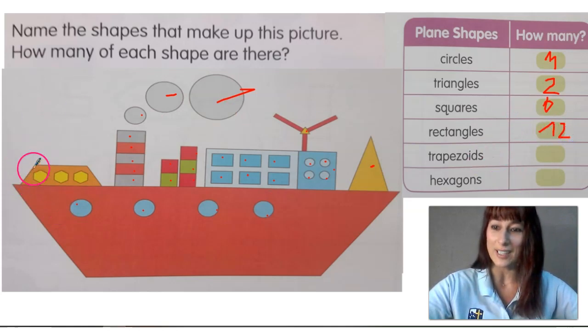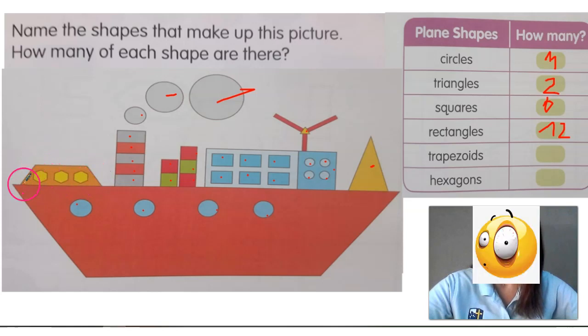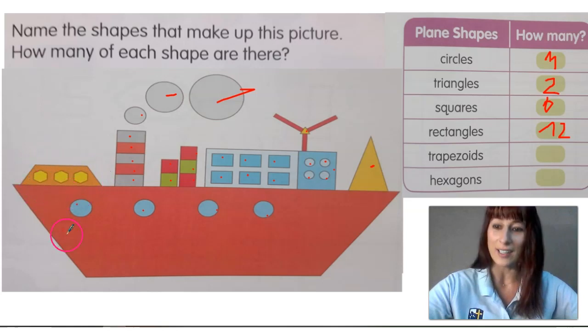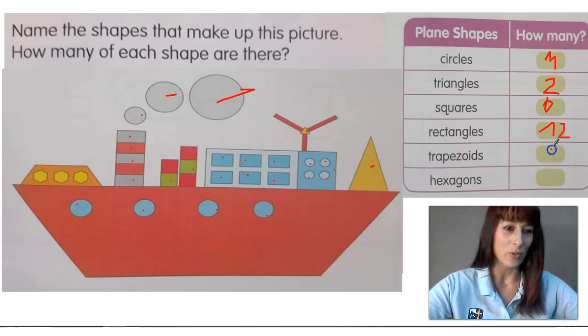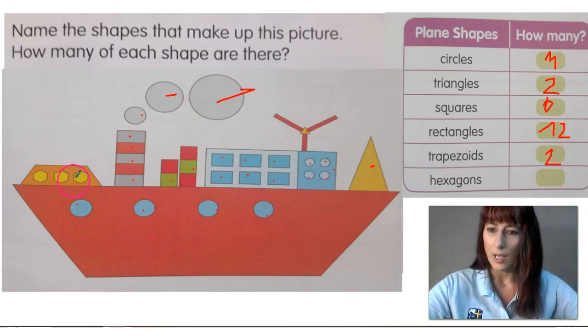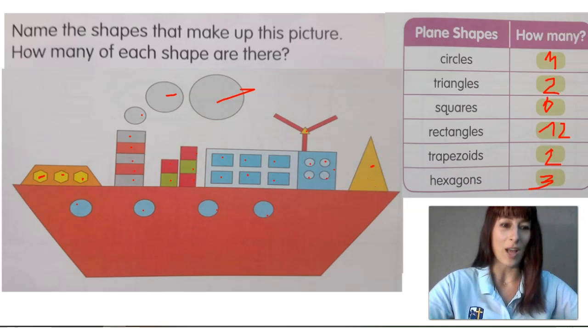Trapezoids, I know I can see it right here. I had my eye on that one already. That's 1. And then there's this big one right here. 2 trapezoids. I don't see any more trapezoids. And hexagon. Again, I'm looking for a plane shape of 6 sides. Hexagon. Here they are. 1, 2, 3. We have 3 hexagons. I don't see any more. Okay, wonderful. So this is how we count shapes.